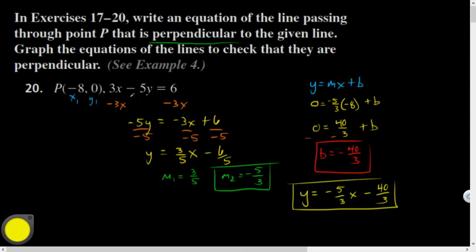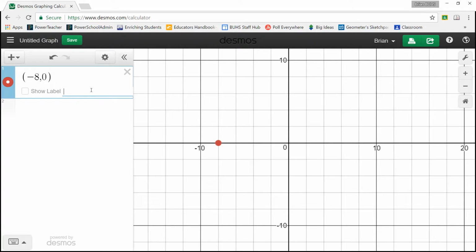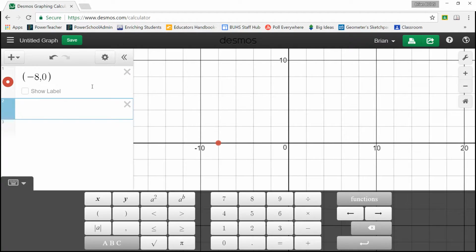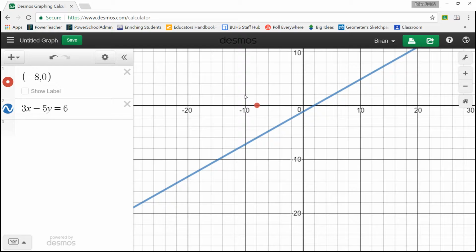See. Negative 8, 0. I could plot that point. So negative 8, 0 is there. Let's graph, what was it, 3x minus 5y equals 6. Nice thing about Desmos is that you can write your equation in standard form. And so I'm expecting my perpendicular line to look like this or something. And let's see what happens.